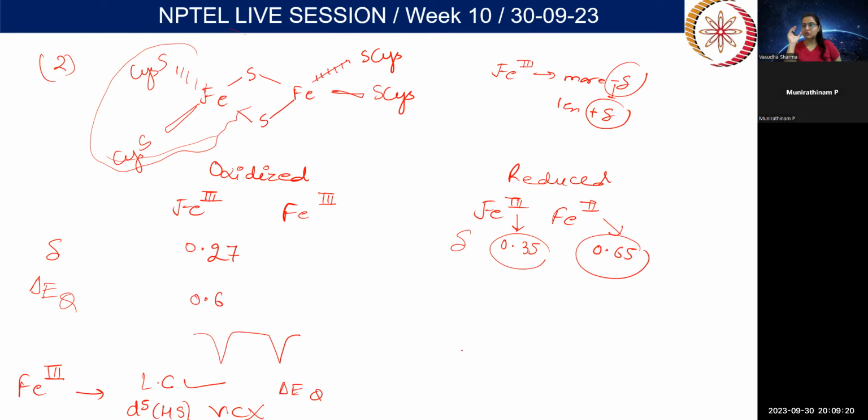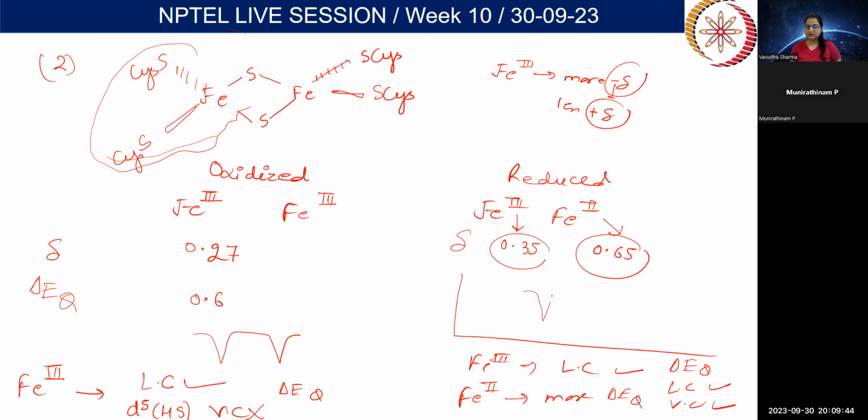Whereas in the reduced state, one center is iron 3 and one center is iron 2. Iron 2 is going to have more delta EQ because both parameters exist, as we saw in the earlier case, and iron 3 has one parameter existing. So there would still be delta EQ, but iron 2 would have more splitting compared to iron 3, and therefore the spectrum will look like this. This inner one is for iron 3 and the outer one is for iron 2. If you calculate the delta values from there, you can also get to know which one is going to give you what value.